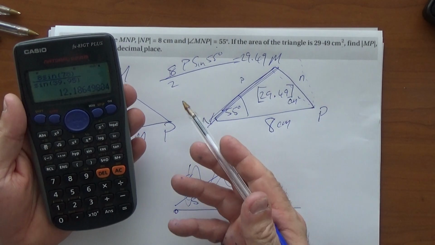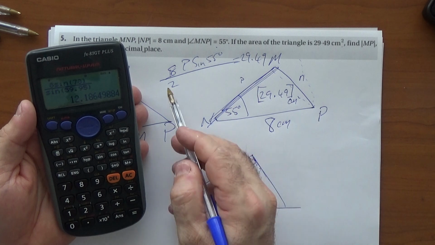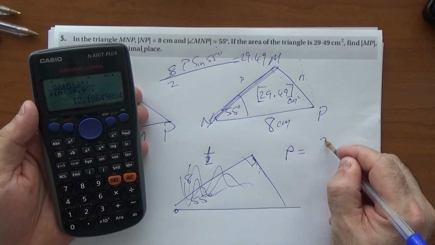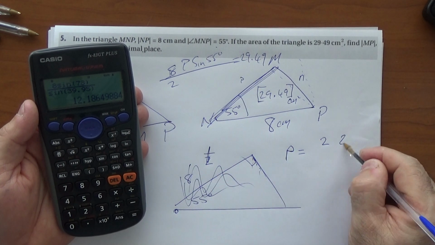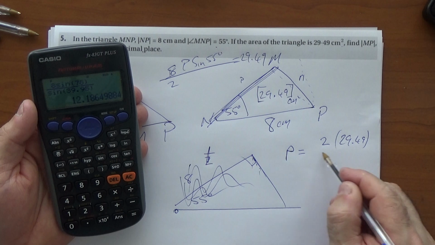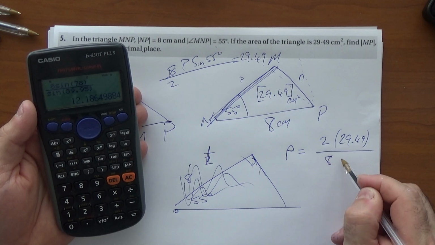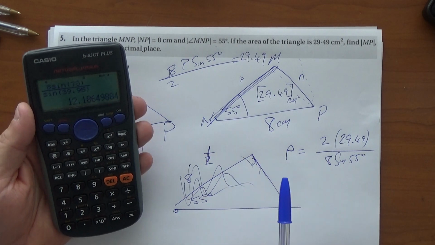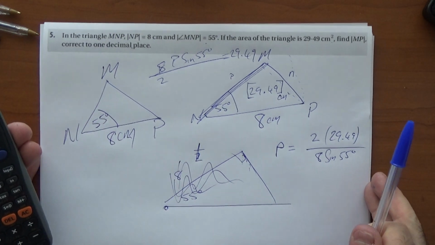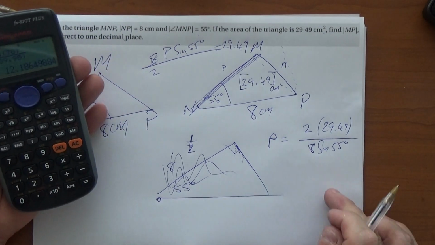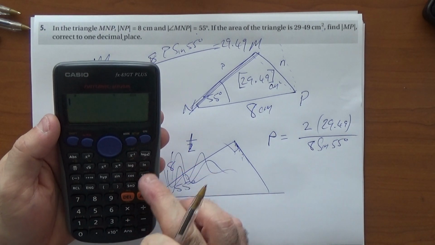But look, I have this formula. It's correct. I want to isolate P. I can do that very easily. I can bring up the 2 times 29.49, and I can drop down the 8 times the sine of 55 degrees. So that gives me this length P. And of course, as you say, getting any new information is moving us towards the solution, even if it's not what they asked us to get. So we're into a fraction bar.